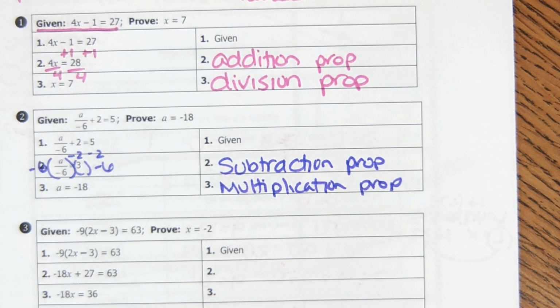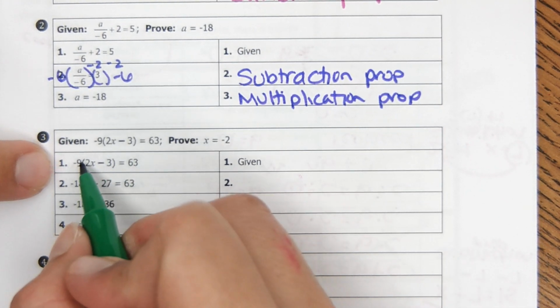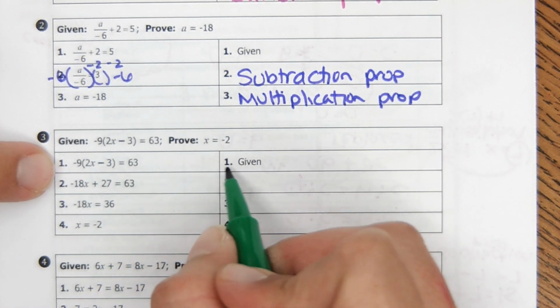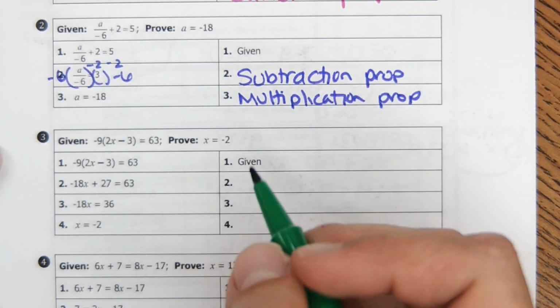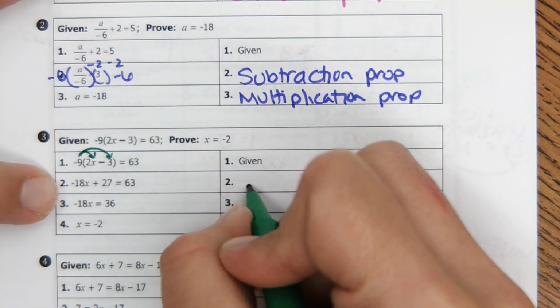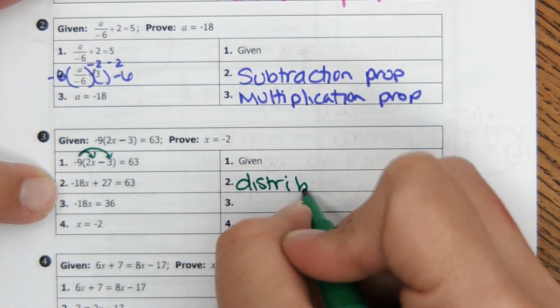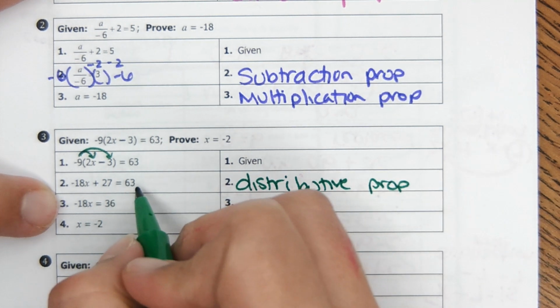Okay, then the next one. Again, the given goes right in the first line. Just fill that in right away if they don't fill it in for you. And then to go from step 1 to 2, they used the distributive property. Yeah, I heard somebody say it. Good job. Distributive property to get this step.